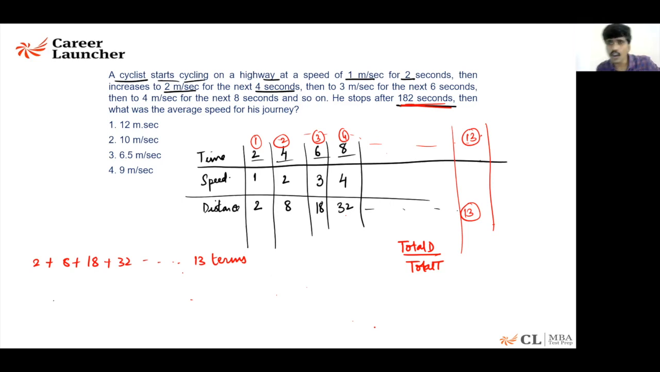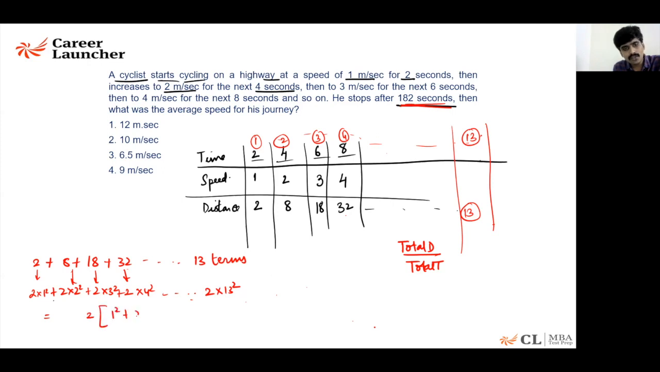Now, is there anything common about these numbers? Yes. This is 2 into 1 square, plus 2 into 2 square. This is 2 into 3 square. This is 2 into 4 square. And so on. So the last term will be 2 into 13 square. So the total distance traveled will be equal to 2 times of 1 square plus 2 square plus 3 square, and so on up to 13 square.